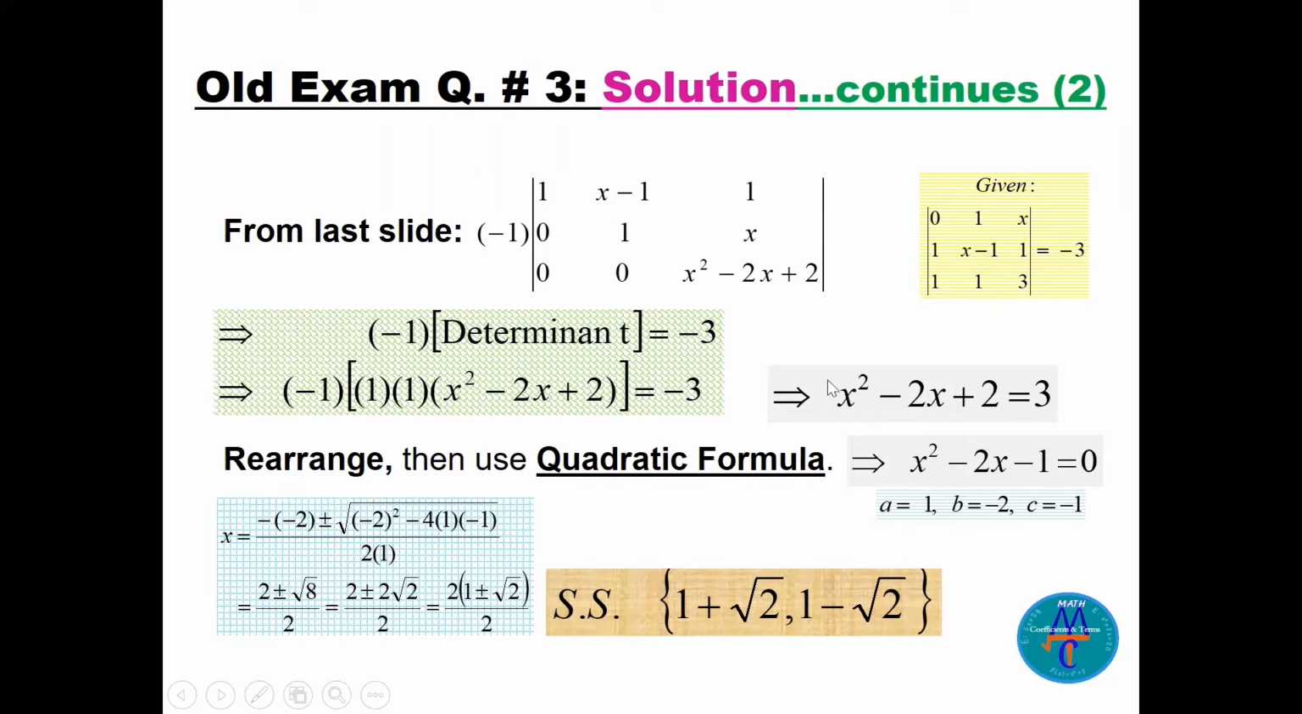Then I simplify the equation here. I get x squared minus 2x plus 2 is equal to 3. Take 3 to the other side. It will be x squared minus 2x minus 1. So A is 1, B is minus 2, C is minus 1. We cannot factor. Use the quadratic formula. And then the values of x will be 1 plus square root of 2 or 1 minus square root of 2.